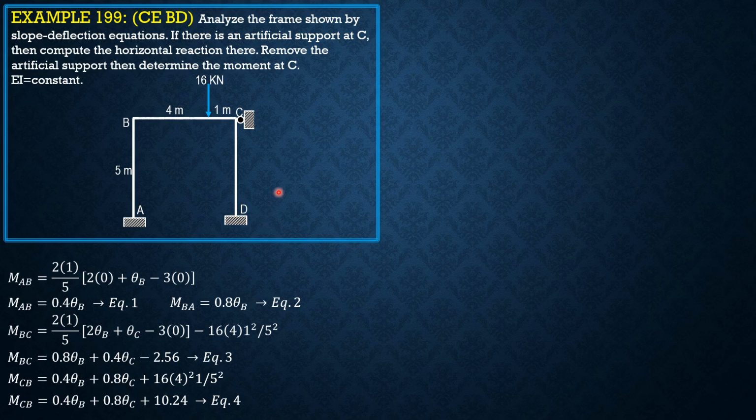Then MCD is equal to 2 times 1 over 5, quantity 2 theta C plus 0 minus 3 times 0. There's no fixed moment, there's no load. So MCD is 0.8 theta C. Call that equation 5. Then MDC is 2 times 0, so we make this half. MDC equals 0.4 theta C.